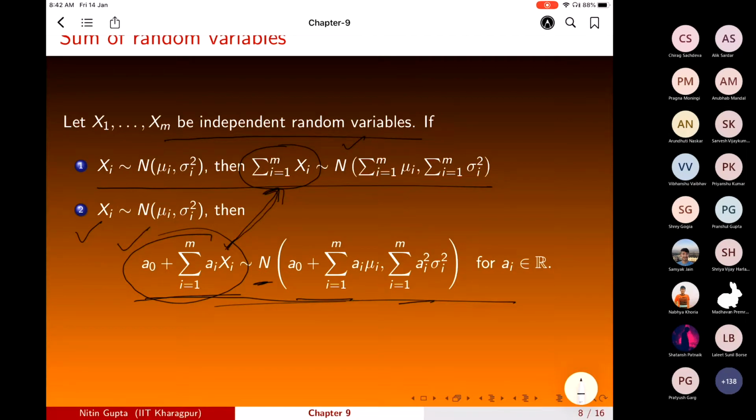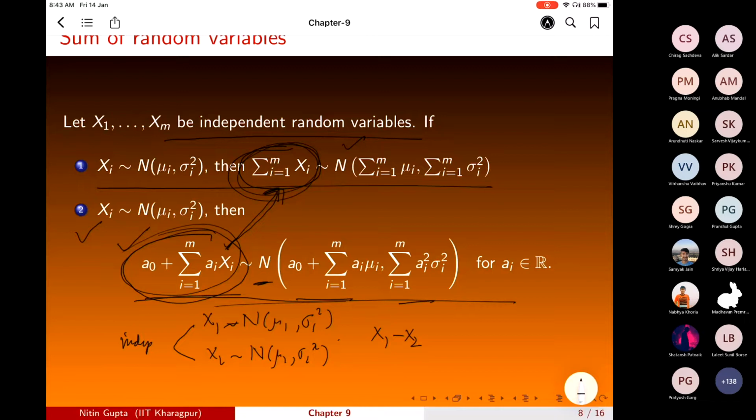For example, I may be interested in, let us say, x1 is normal mu1 sigma 1 square, x2 is normal mu2 sigma 2 square, both of them are independent. Then let me find out x1 minus x2. What is the distribution of x1 minus x2? So you cannot give the proof from here. You can give the proof from here.